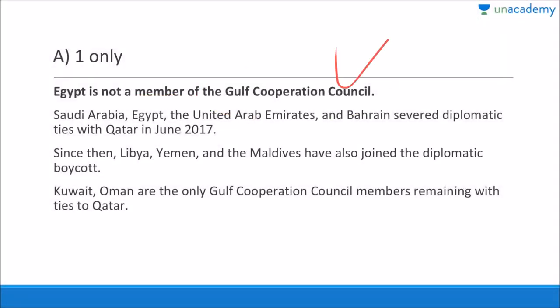And Saudi, Egypt, UAE, Bahrain severed diplomatic ties with Qatar. And since then, Libya, Yemen, Maldives have also joined the diplomatic boycott. And Kuwait and Oman are the only GCC members remaining with ties to Qatar.